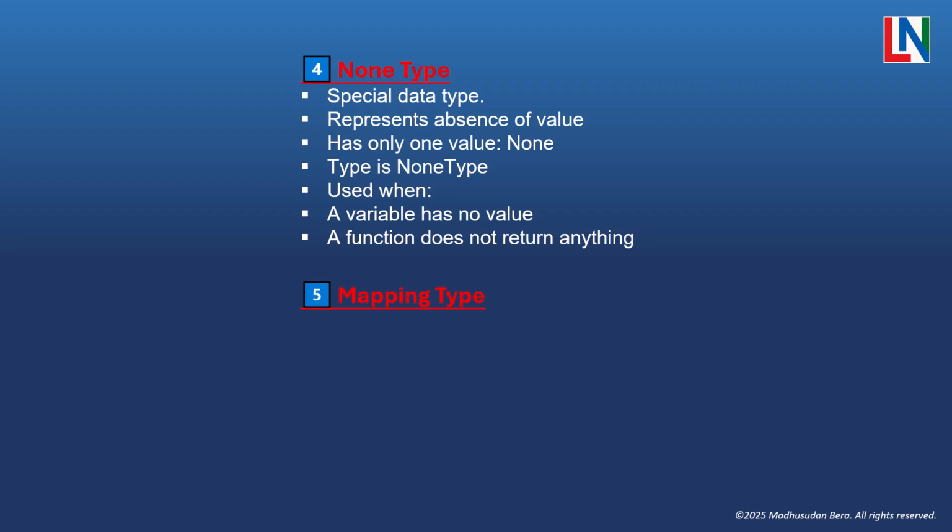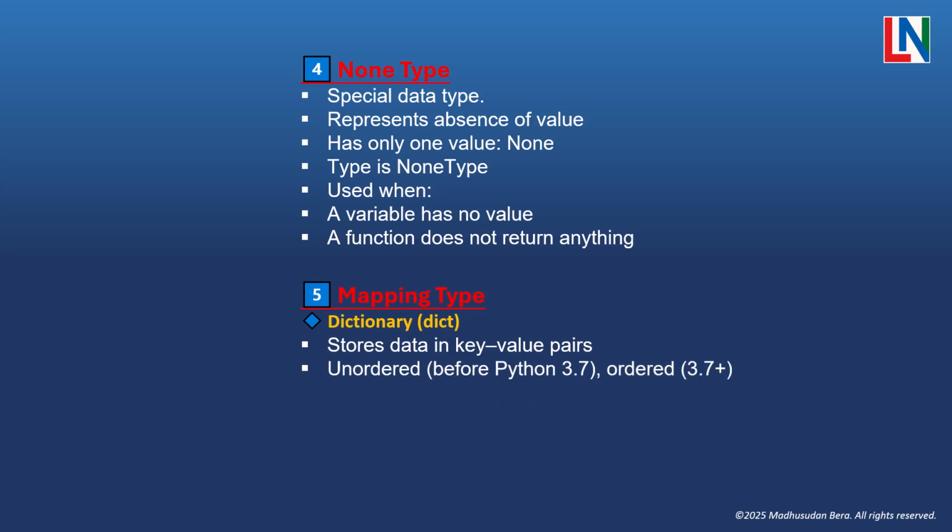Number 5, mapping type, such as dictionary, represented by dict. It stores data in key value pairs. It is unordered, but in later versions the dictionaries are ordered. It is mutable, that is, once created it can be changed.